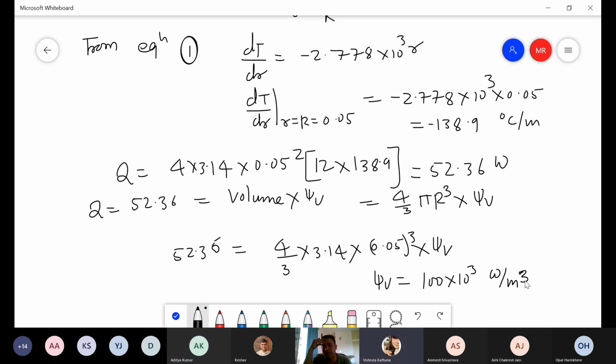Hello, sir. Yes, please go ahead. Sir, this psi v is a constant or a function of R? See, when we started with that derivation, we used psi v as a function of R, but then we obtained the final expression with the simplification saying that psi v is uniform throughout and is constant. It is not varying with R, or it is not varying with X. No, sir. Psi v is the volumetric rate of heat generation which is constant throughout.